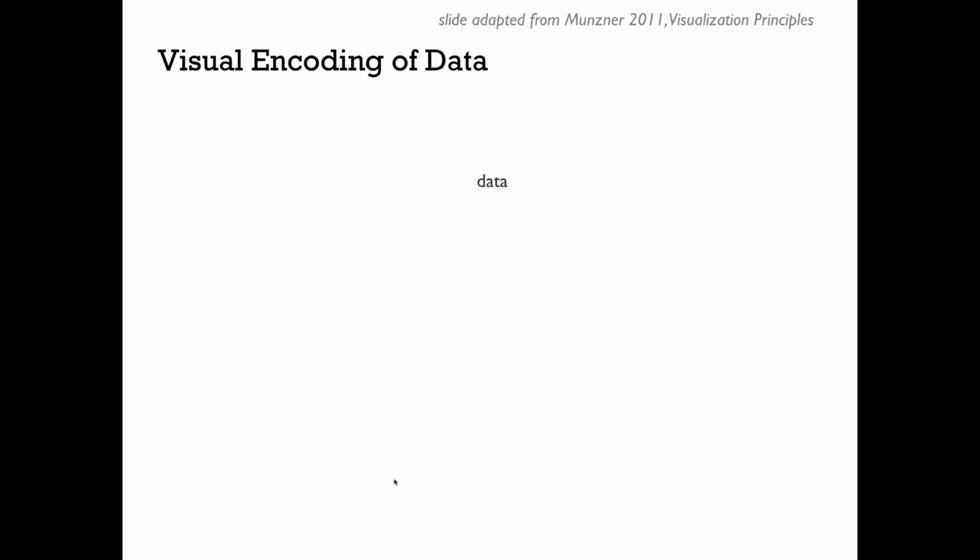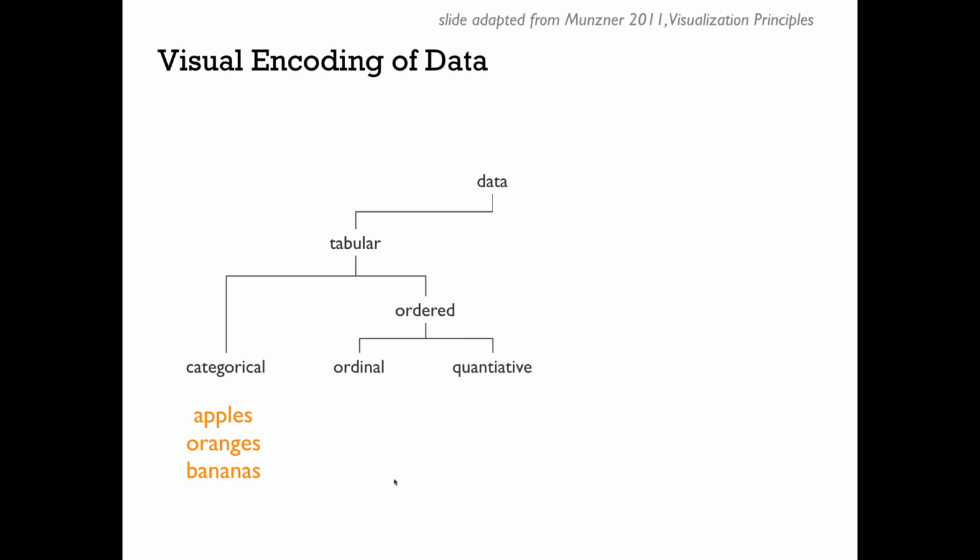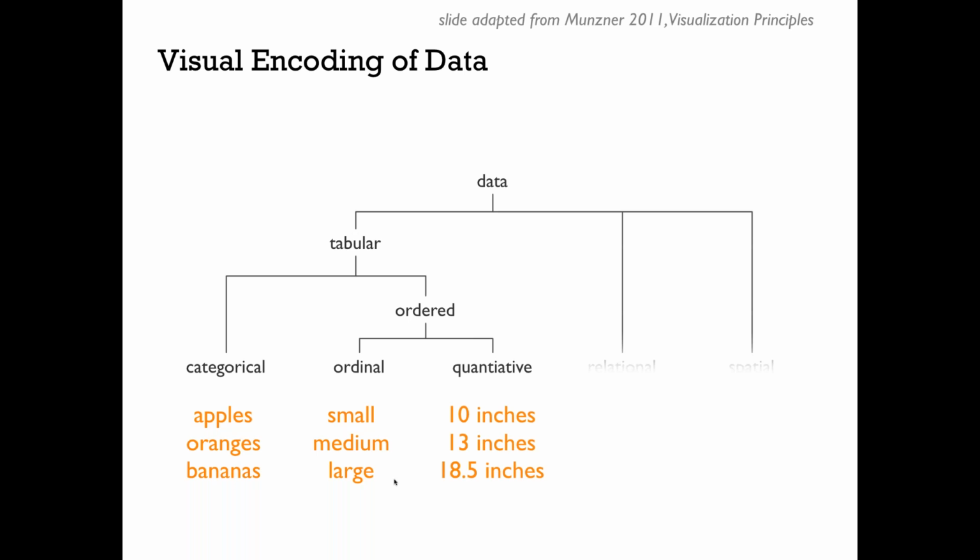So here is a very simple taxonomy of data. I'm not going to spend much time on it. We essentially start out with data. It can be tabular data, and it can have categorical order data, and order data itself can be ordinal or quantitative. Ordinal is simply ordered, so we can have categories that we can order, for example, and with quantitative data we can also do some algebra and compute on it.